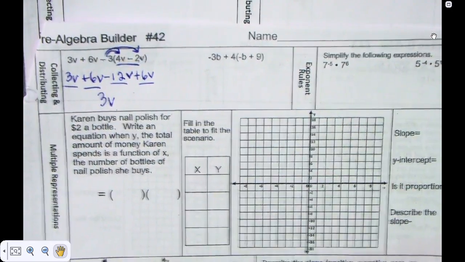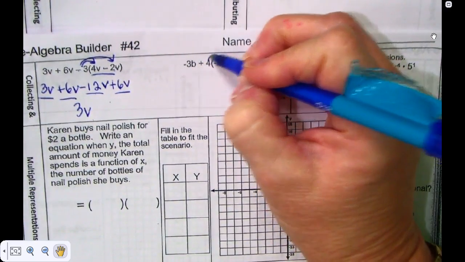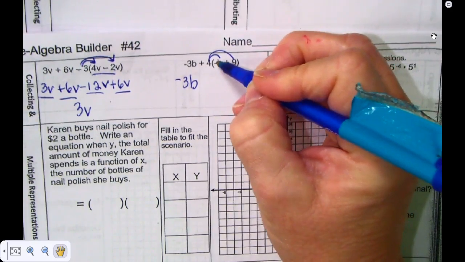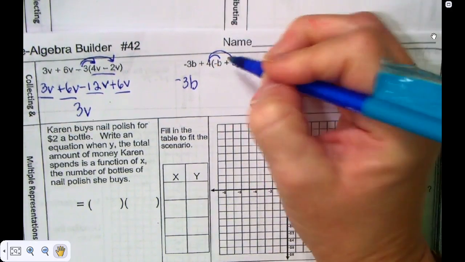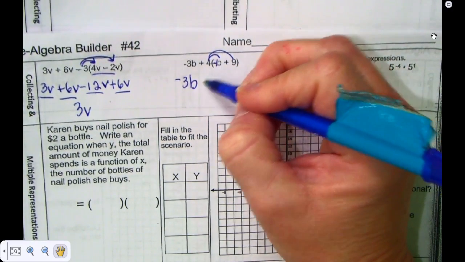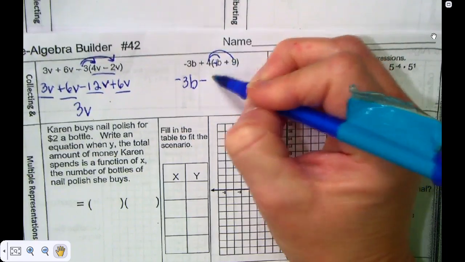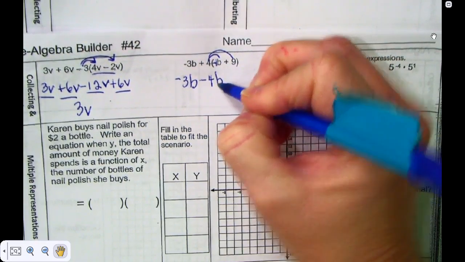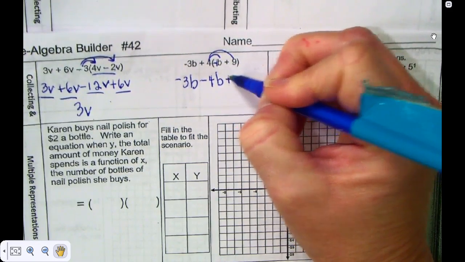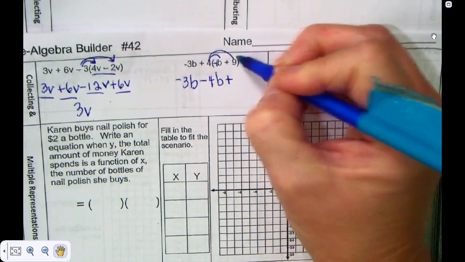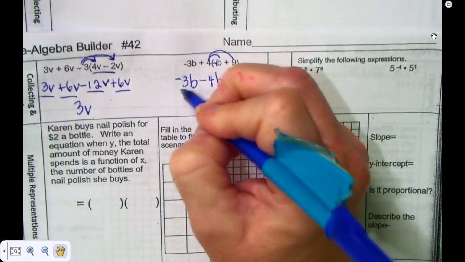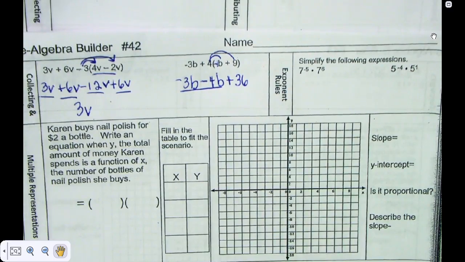Okay, same thing over here. We're going to have to do the distributive property. We're going to get negative 3b. Now, what number's in front of b? 1. So, positive times negative is negative. 4 times 1, 4b. Positive times positive is a positive, of course. You don't have a negative to even deal with. 4 times 9, 36. Good. Now, those two terms have a b, the same variable.